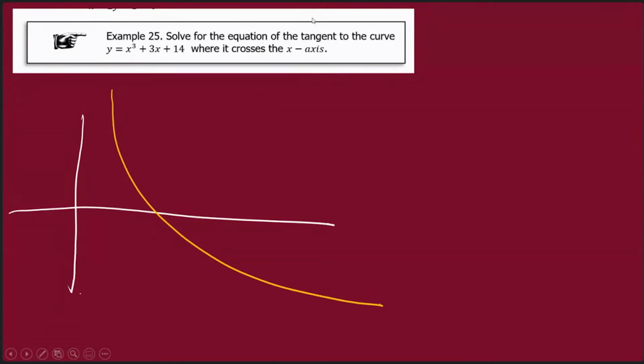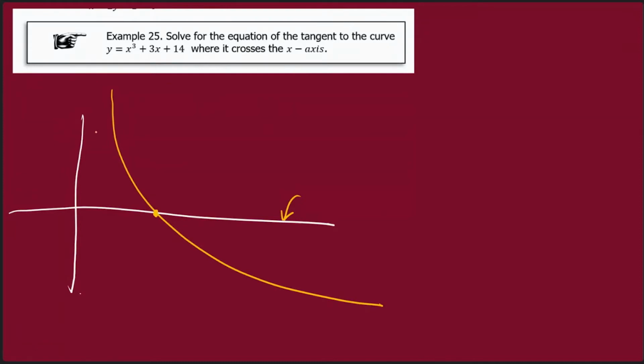Okay. We are to solve for the equation of the tangent line to the curve. The curve is given where it crosses at the x-axis. This is your x-axis, di ba? It crosses with the curve at this point. Okay? So, ibig sabihin, it problem. We are to solve for the equation of the line, the tangent line to the curve at this point, the point where the x-axis crosses with the curve.